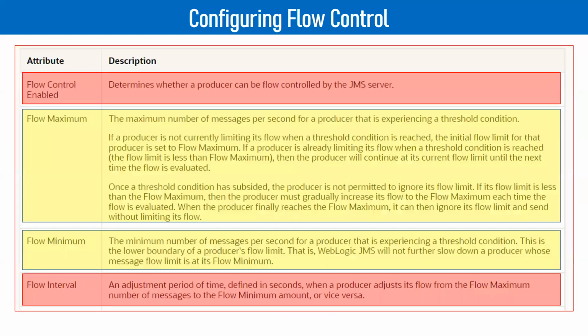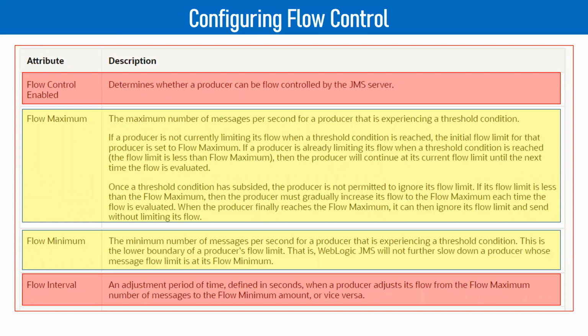Okay, so these are the different important attributes when we talk about the flow control that we configured on the producer side in the connection factory. Once you go to the connection factory, you will see the different options. The first one is flow control enable. That means if you want to enable the flow control, you have to click on this checkbox, which is the default option, already enabled by default.